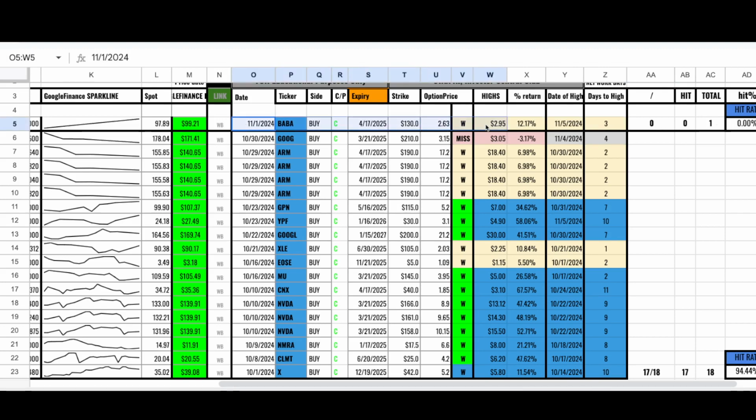Just need to double check here. BABA here actually was a win here. So far for the month of November, if you don't count the NMRA one that came in today, because that one probably hasn't moved much yet, we're 1 of 1 so far. Just keep an eye on that. Keep an eye out for your STAX AI prints.